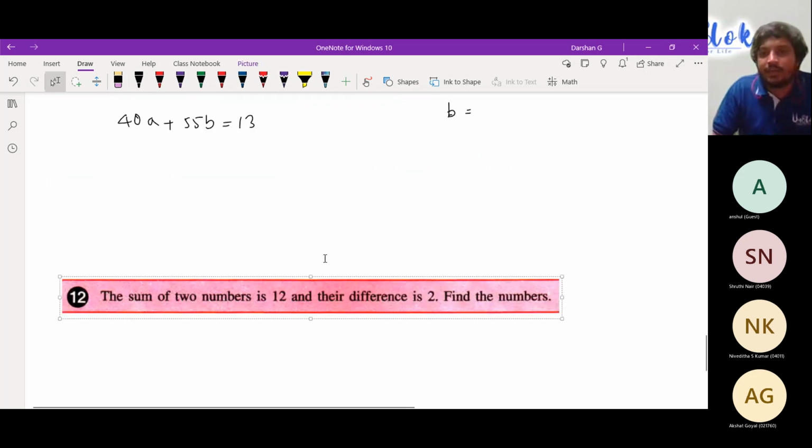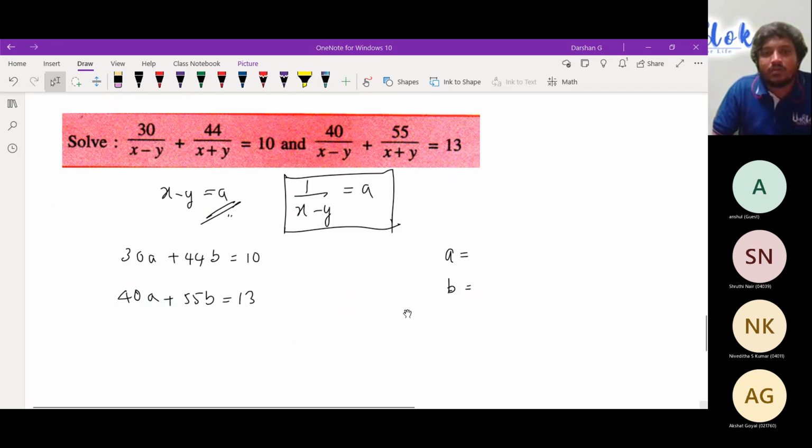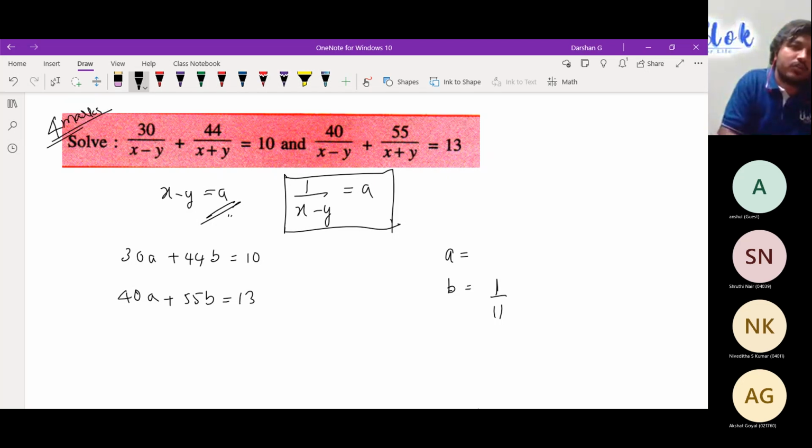Anybody with the answer for A? Sir, I got B as 1 by 11. Very good, Shruti. That's right. Yes, sir, even I got that. Yeah, A. This is a 4-mark question if they're asking, because you have to do the simultaneous equation 2 times. A is 1 by 5, right? Very good. A is 1 by 5.